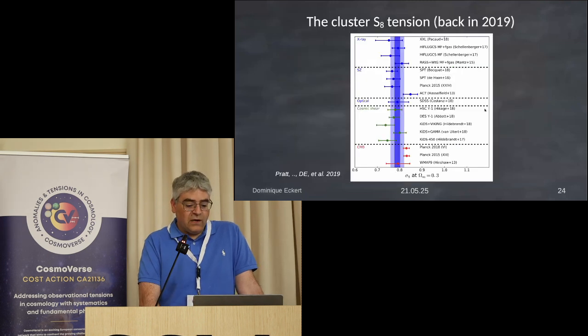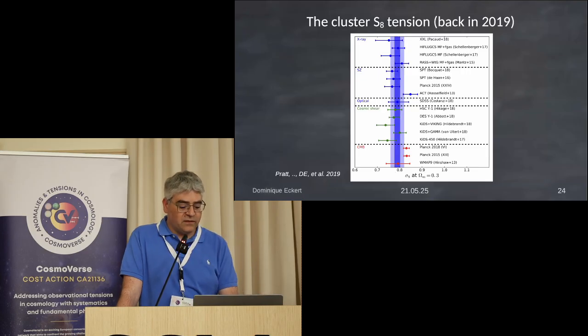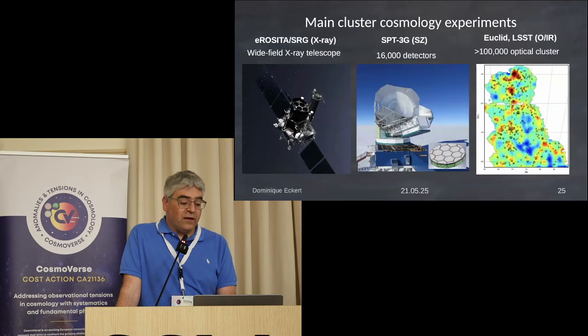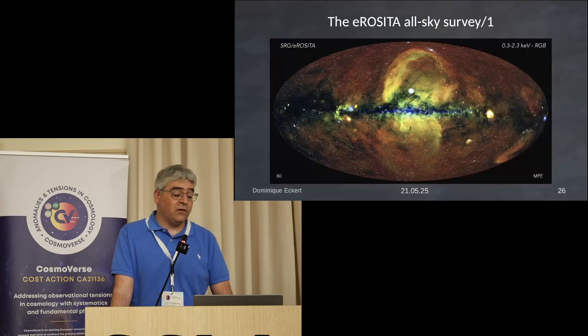So back in 2019, this is the situation that we were in. We had this S8 tension with lots of measurements preferring lower values of sigma 8 or S8 than what the CMB was telling us. But now we have many more and larger cluster cosmology experiments. I told you about eROSITA, SPT, and now we have Euclid and LSST, which are coming in and delivering lots of optical clusters. Just to briefly tell you what eROSITA is like.